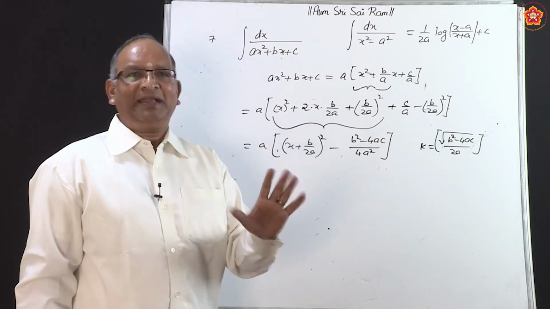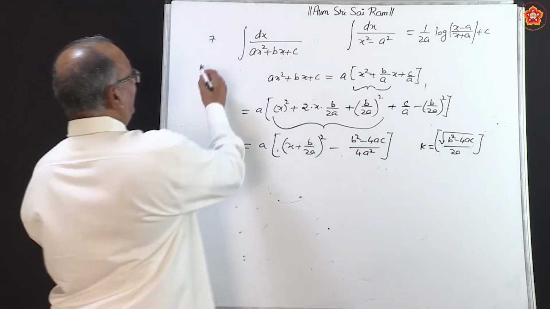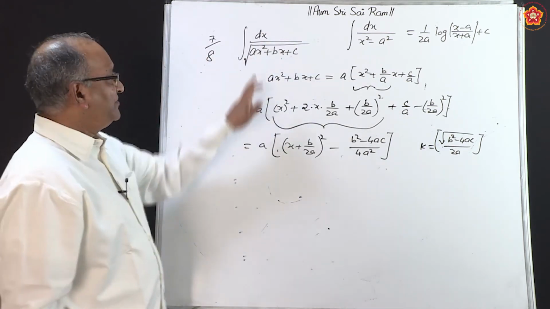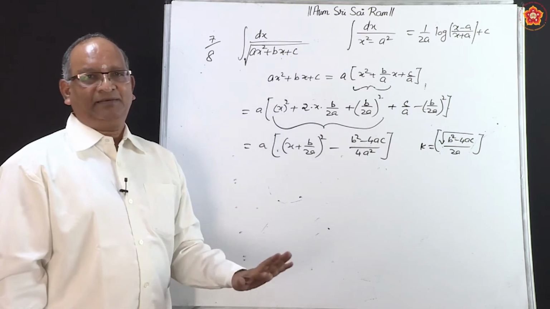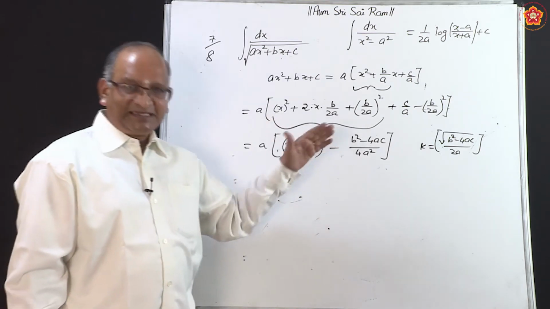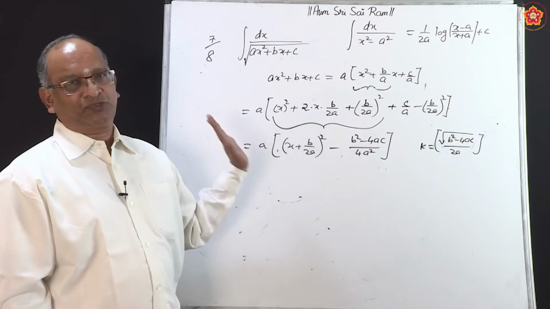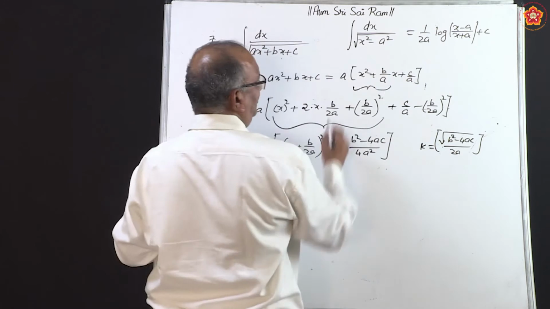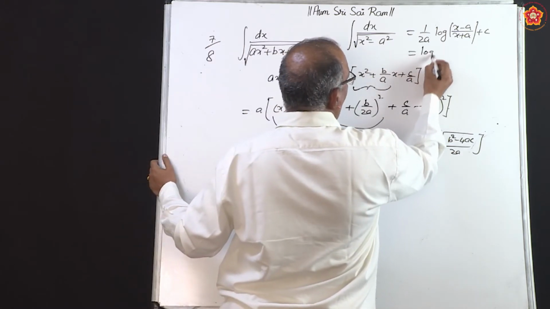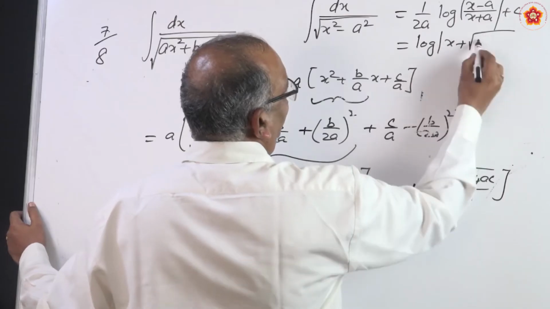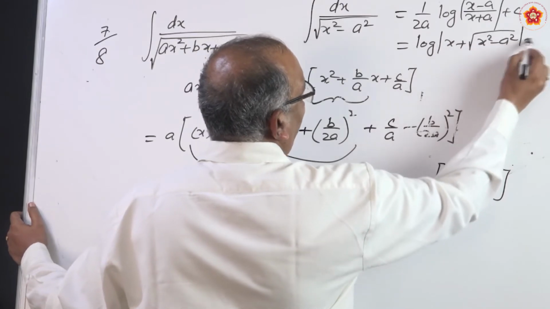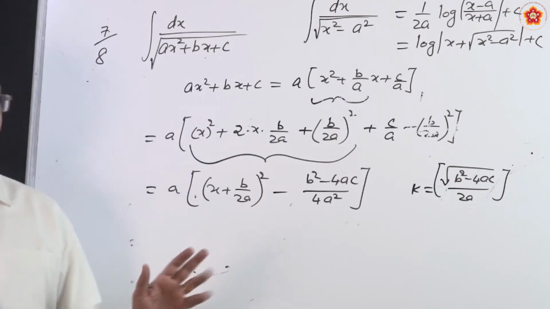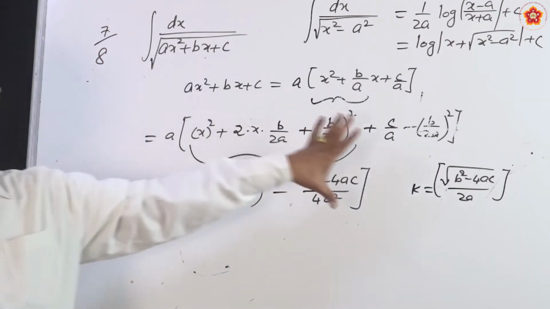In the same manner, the 8th one, the only difference from the 7th is that in the 8th one, this is under square root. If this is under square root, the same procedure applies, and the 4th, 5th and 6th formulae which we have learnt will be used. The whole thing is same, here it will be under root. If it is under root, what is the formula? It is log of x plus under root of x square minus a square, plus c. We will use this formula if there is a square root. Otherwise, there is no difference between 7th and 8th. The procedure is going to be the same.